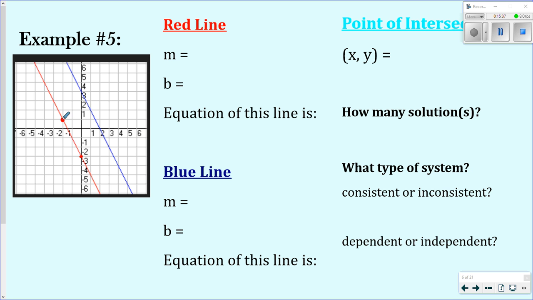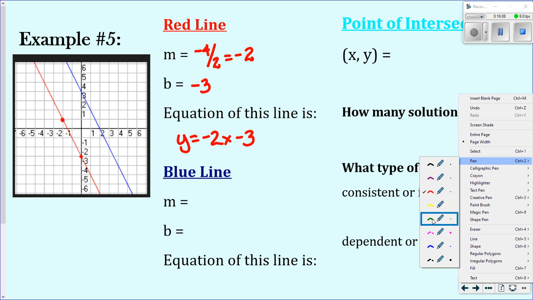So to get from this point to this point, I'm going 1, 2, 3, 4, 4 down. And then how many to the right? 1, 2. So that's -2. And the b, this is -1, -2, and that's -3. All right, so now I got that, and then the equation of the line is going to be y equals -2x minus 3. That's for the red line.